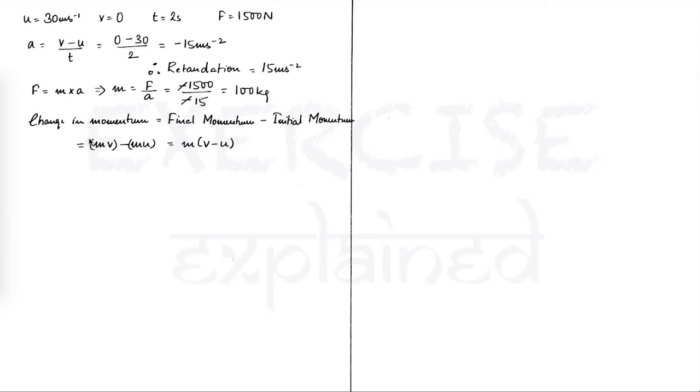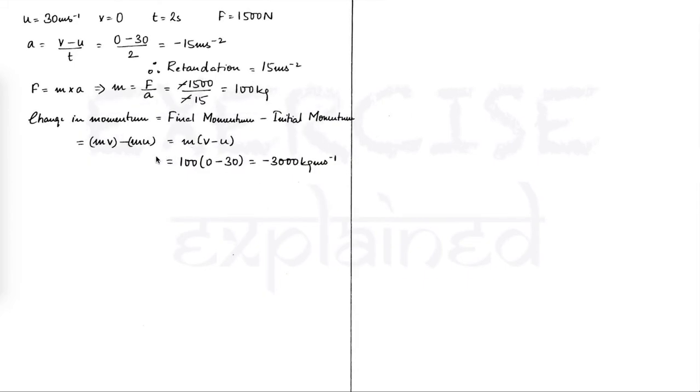So here final momentum is m into v minus initial momentum is m into u. Final momentum is written as mass into final velocity and initial momentum is written as mass into initial velocity. So I can take m common from these two terms, and I get m into v minus u. So I just substitute the values.